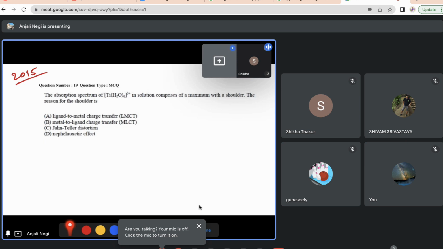I think I have already discussed this nephelauxetic effect in some of my tutorial videos, so I'm not going to explain it again. So let's go and find out how the absorption spectrum of this complex turns out, and what is the reason for the broadness or the shoulder that we are noticing in our absorption.